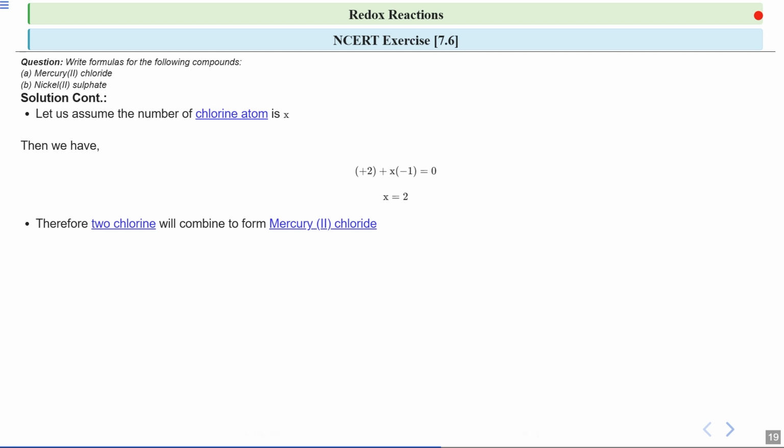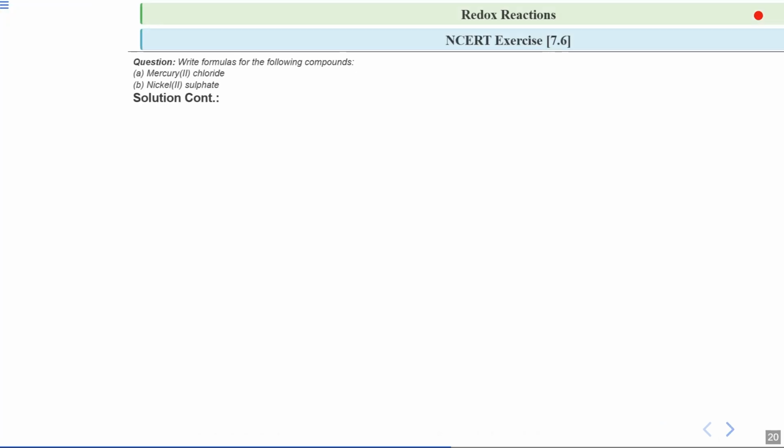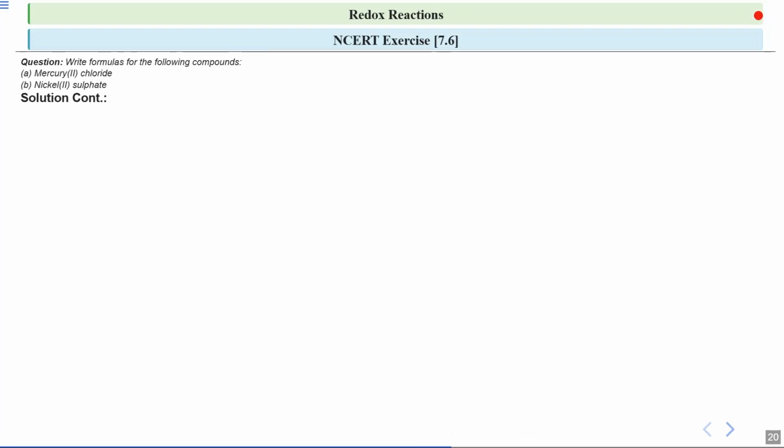Moving on further, we can clearly say that 2 chlorine atoms will combine with mercury to form mercury(II) chloride. So from this information, we can write the formula of the compound as HgCl2. Moving on to the next one. What is that? It is nickel(II) sulfate.